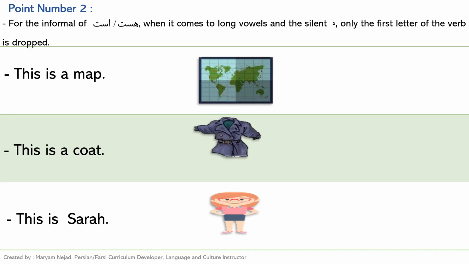The next point is about the informal of ast and hast. I will explain it by using this example here. So this is a map. Map is naqshe. So this sentence is in naqshe ast. But now, if I want to say this colloquially, meaning dropping the ast part and replacing it by a silent he, then it's not going to work because the noun already ends in a he. So in this situation, we drop only the first letter of the verb. So we drop here the aleph part.